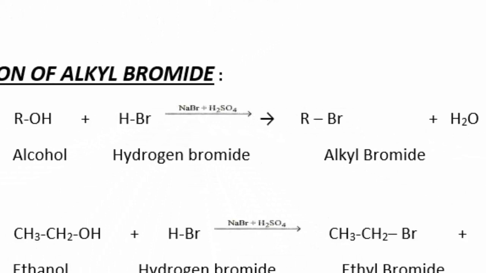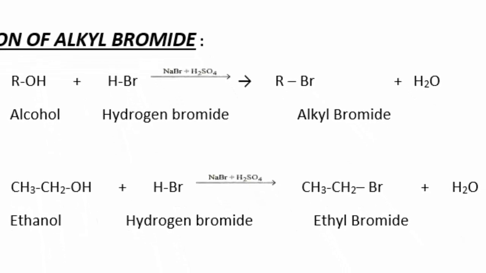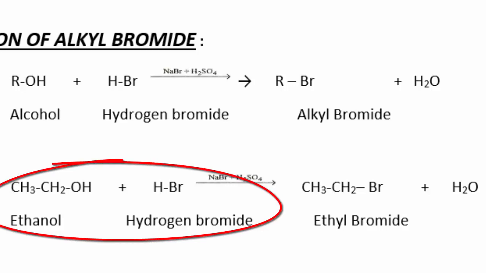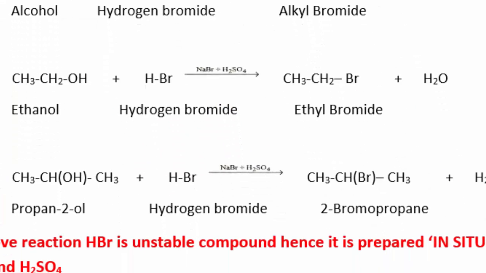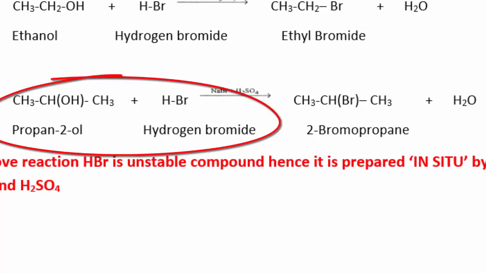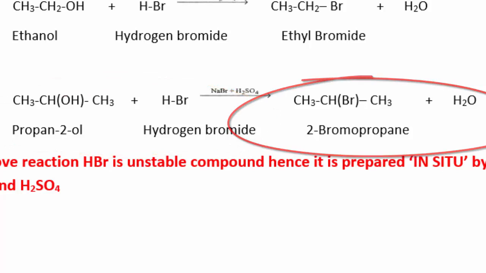In the above reaction we cannot use HBr directly because HBr is an unstable compound. So we prepare HBr during the course of the reaction, and that type of preparation is known as in situ preparation. In a similar way, we can take the example of ethanol with hydrogen bromide. They react with each other and give ethyl bromide. The next example is propan-2-ol, which on reaction with HBr gives 2-bromopropane and water molecule.